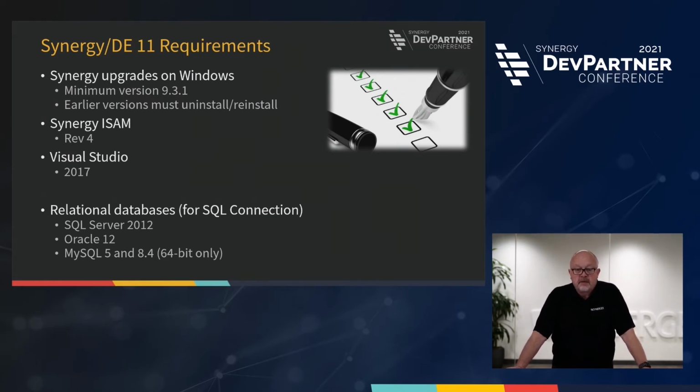We'll talk about that a little bit more towards the end of the presentation. In terms of relational databases, the minimum version of SQL Server for SQL Connection is SQL Server 2012 and Oracle 12. And bear in mind, we did recently add support for MySQL, both MySQL 5 and 8.4, but only on 64-bit systems.